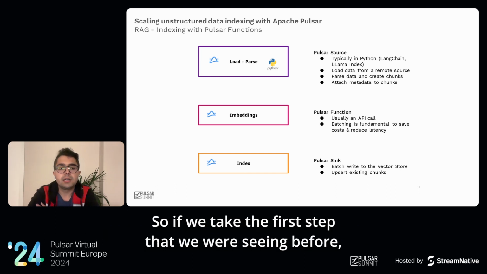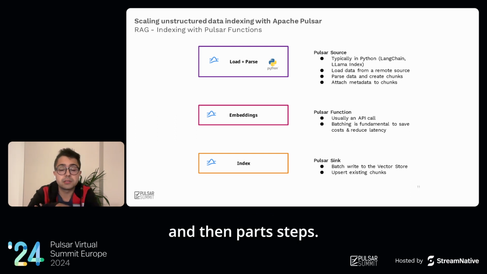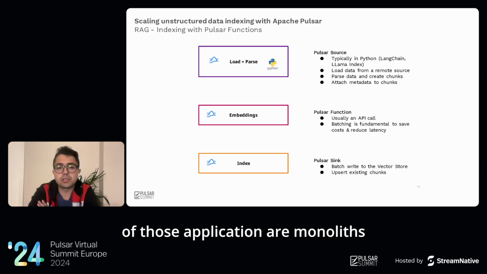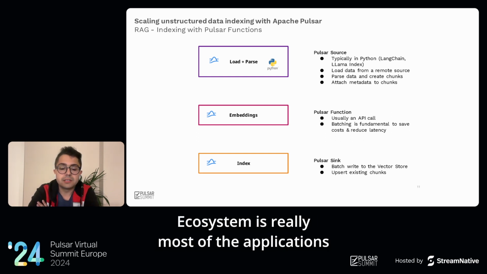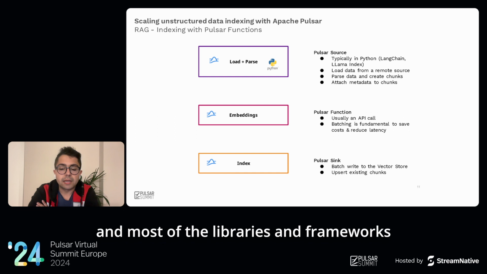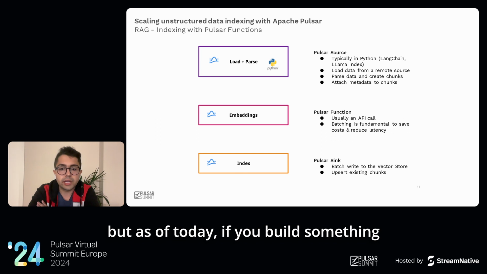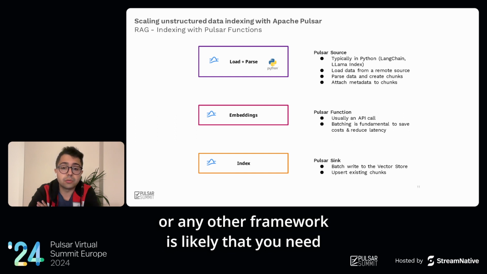Okay, so if we take the first step that we were seeing before, we can create a Pulsar source that both manages the load and parse steps. And normally, I was saying that most of those applications are monoliths and are written in Python. And why are they written in Python? Because of the ecosystem. Most of the applications, libraries and frameworks are in Python as of today. It might change in the future, but as of today, if you build something and you start with LangChain, Llama Index, or any other framework, it's likely that you need to write it in Python.